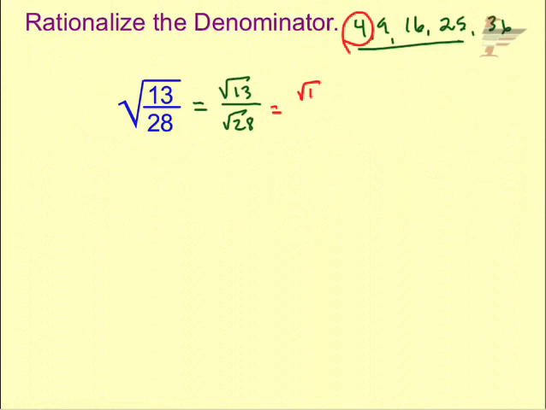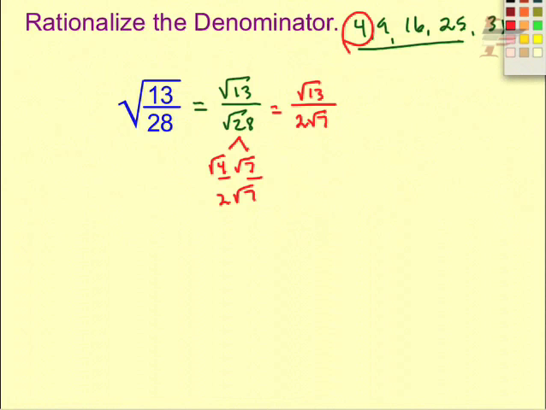So we have the square root of 13 over, now instead of the square root of 28, this breaks apart into the square root of 4 times the square root of 7, because 7 times 4 is 28. Then the square root of 4, we know that is 2. That's the whole reason why we broke it apart this way, because we know what the square root of 4 is. So the square root of 4, which is 2, times root 7. Okay, so now our denominator, that radical is simplified.